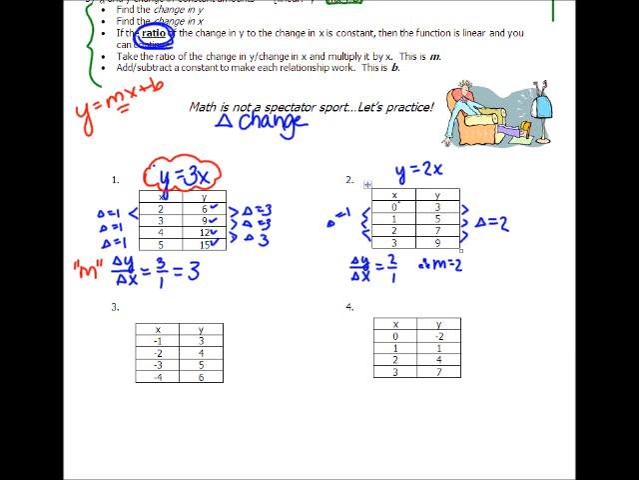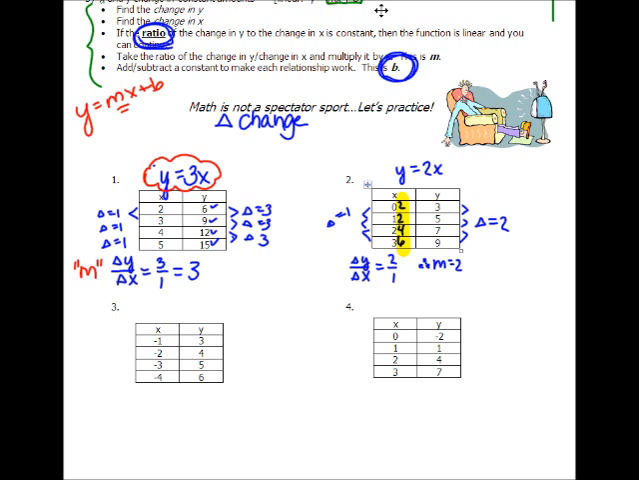Well, 0 times 2 is 0. 1 times 2, 2, 2 times 2, 4, and 3 times 2, 6. No, that is not what y equals, as a matter of fact. Then you have to find the b. Okay? Can I add something to each of these values here? Let me get a little highlighter here. Can I add something to each of those to end up with my y?